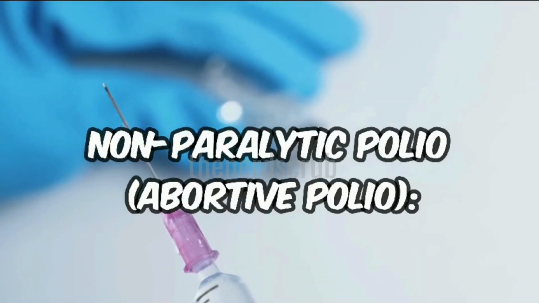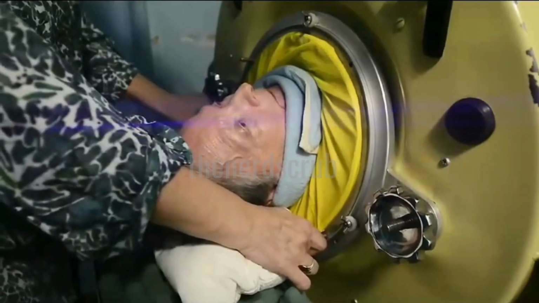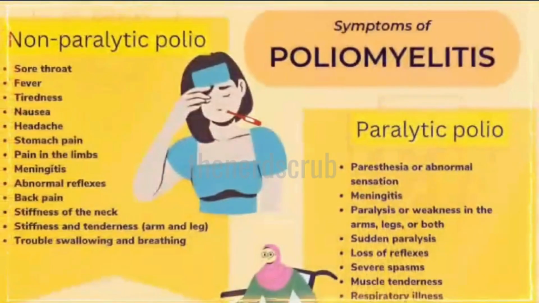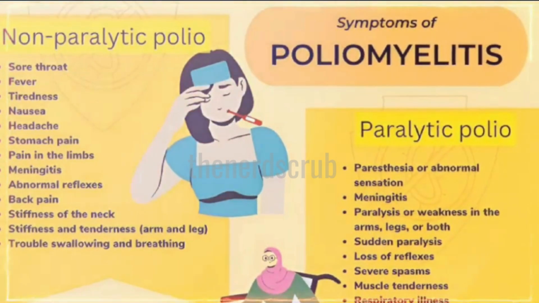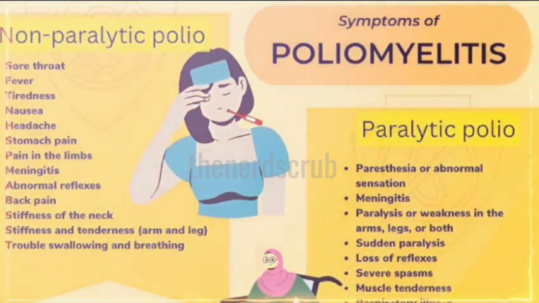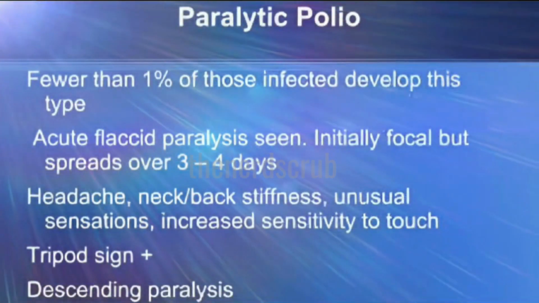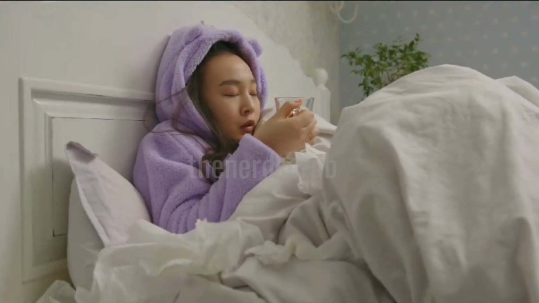Non-paralytic polio, abortive polio. Approximately 4–8% of infected individuals experience mild, non-paralytic symptoms, often resembling the flu. Common clinical features of non-paralytic polio include fever, sore throat, headache, nausea, vomiting, fatigue, muscle pain and spasm, stiff neck and back.